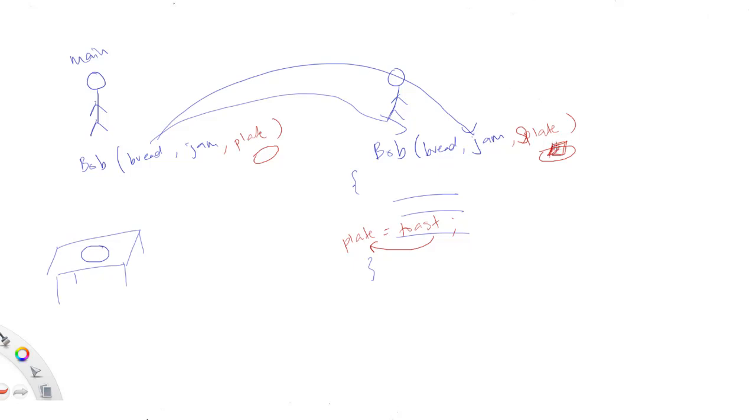Since this is a parameter with pass by reference, automatically the plate here at the main side will also be updated. Suddenly you see, oh, Bob has placed a toast on that, so I received the toast, so that I can just place it here.